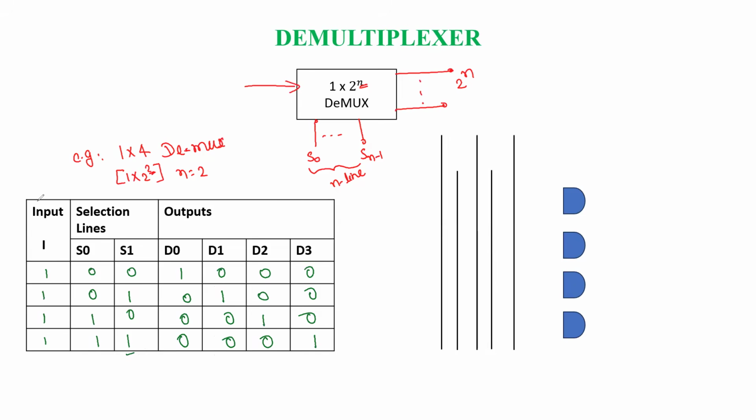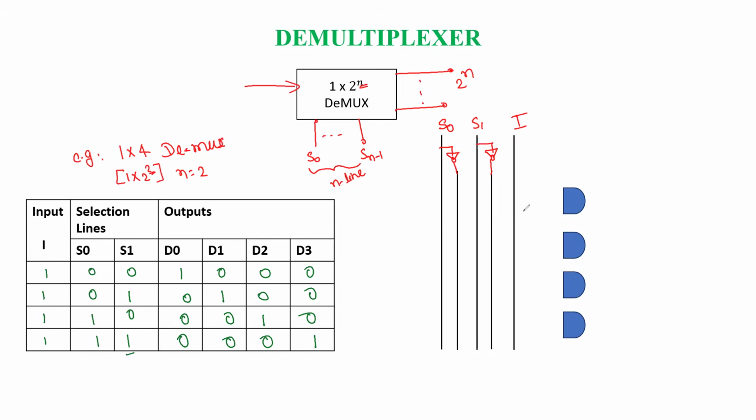So how are we going to implement this with the help of logic gates? Here we have two selection lines, which we write as S0 and S1, and for those we have to take the inverted outputs. So we get the inverted outputs here, and this is our input, which is always 1. How many outputs are we going to get here? We are going to get 4 outputs.